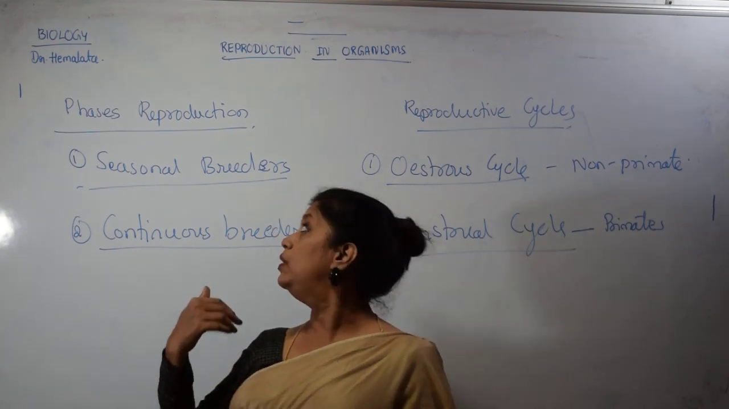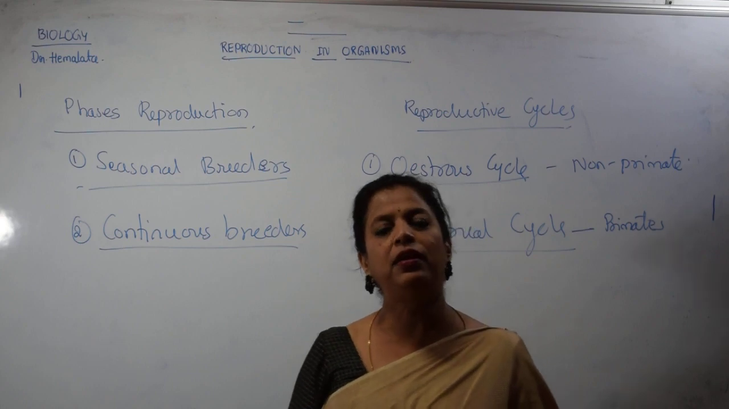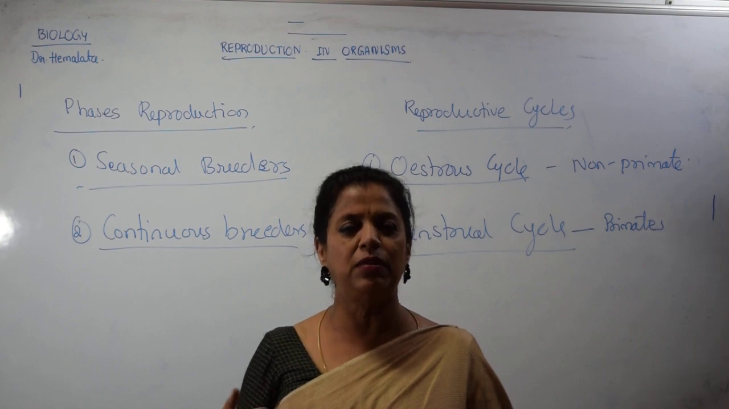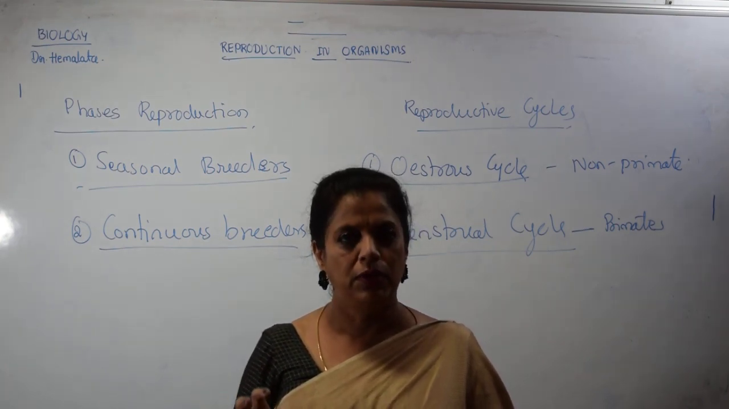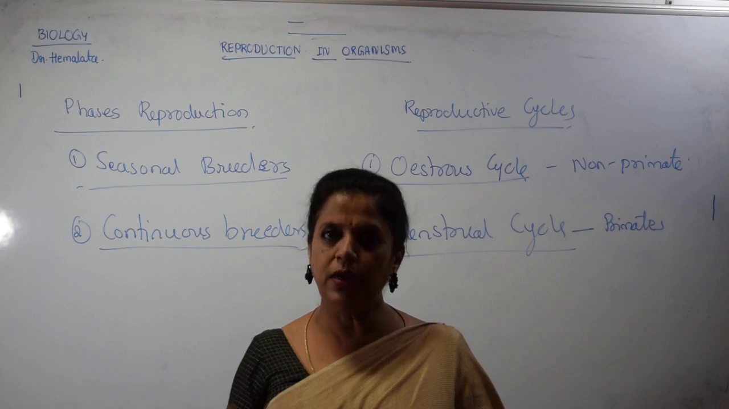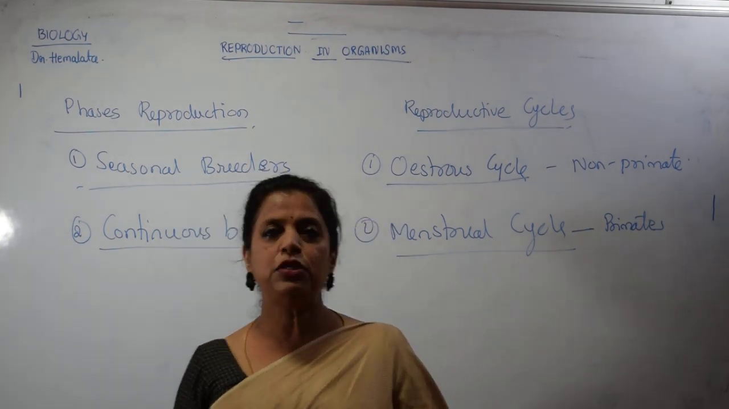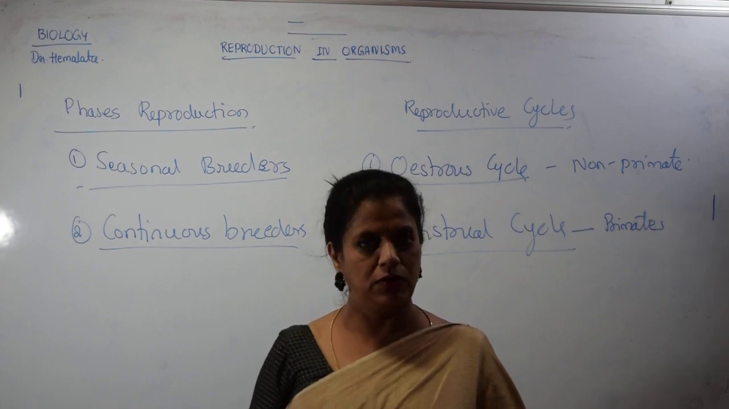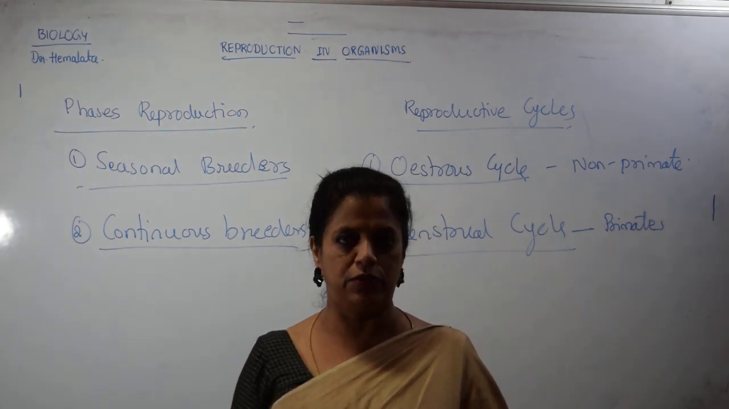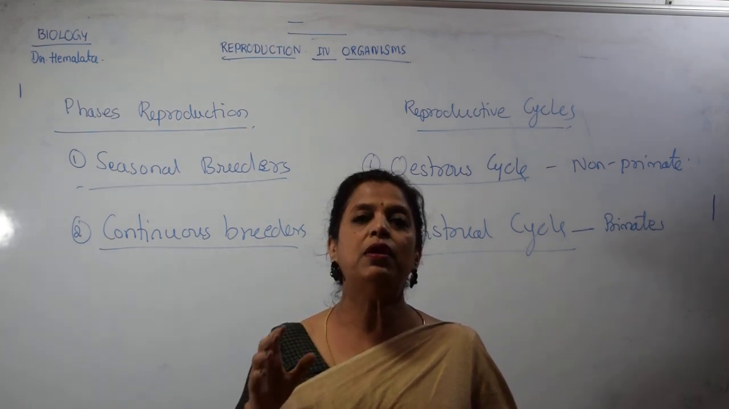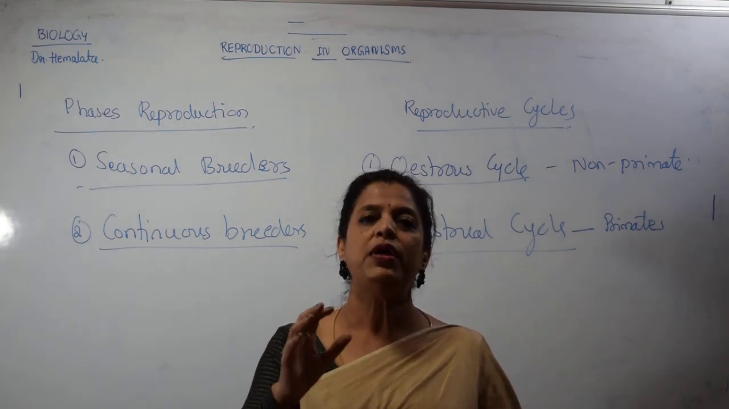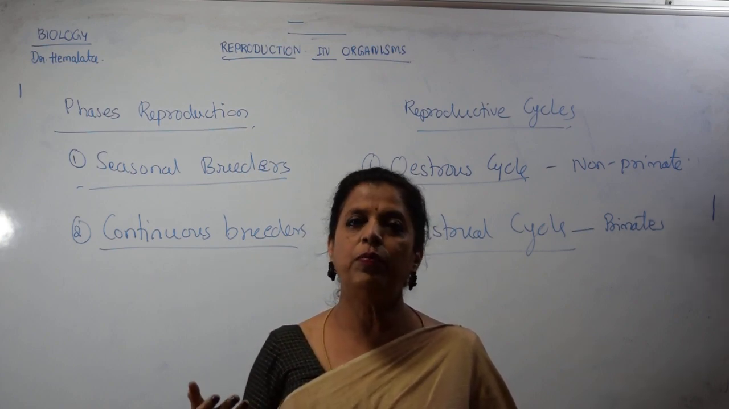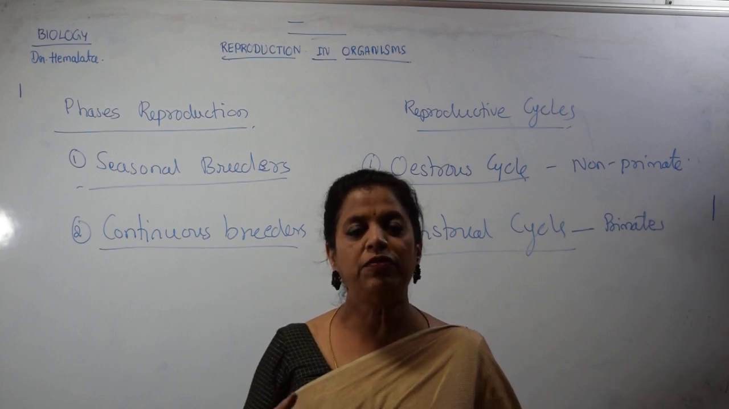Then, in the estrus cycle, the organisms normally undergo seasonal breeding. Seasonal means only in a particular season will they have that breeding period, right? Normally those undergoing the menstrual cycle, the primates and all, are continuous breeders, right? Then there will be a heat period. Estrus refers to the heat period in those organisms that are non-primates. Non-primates will have a kind of heat period.